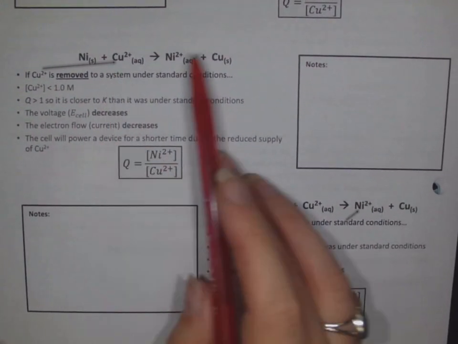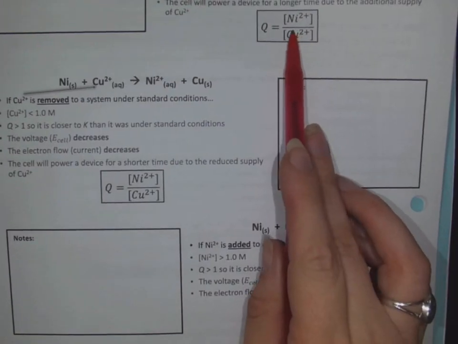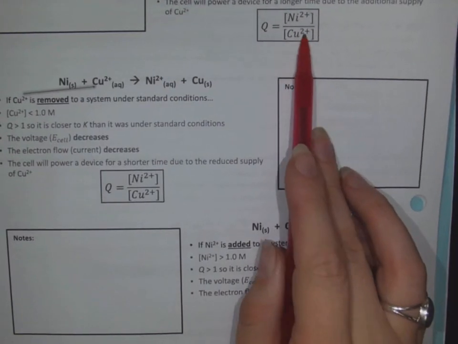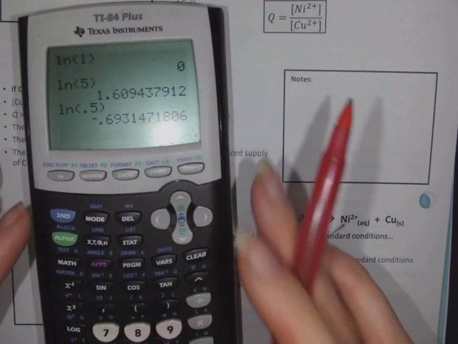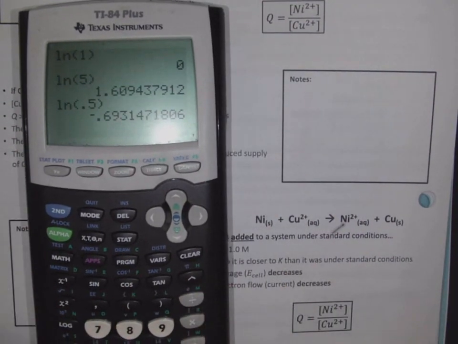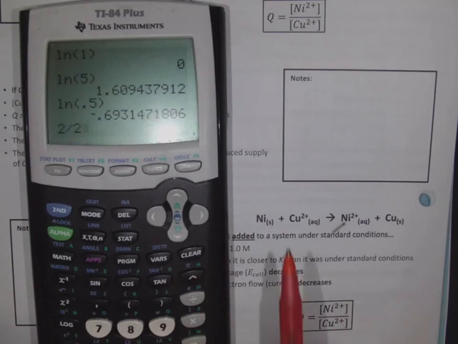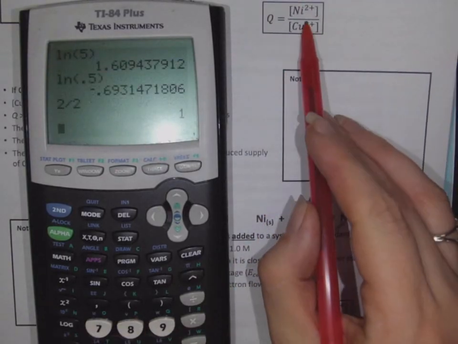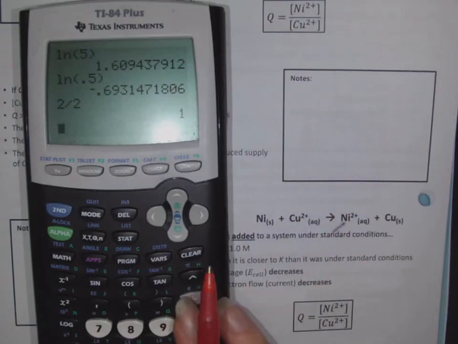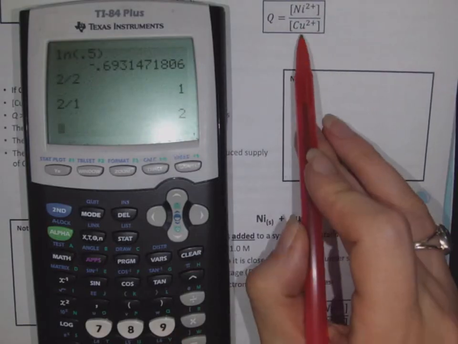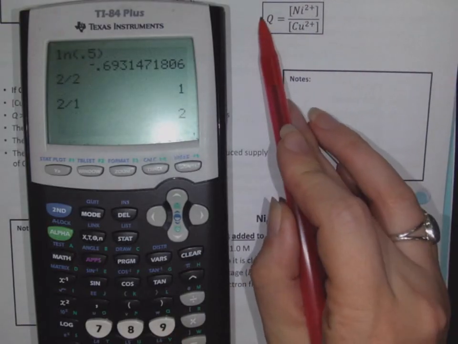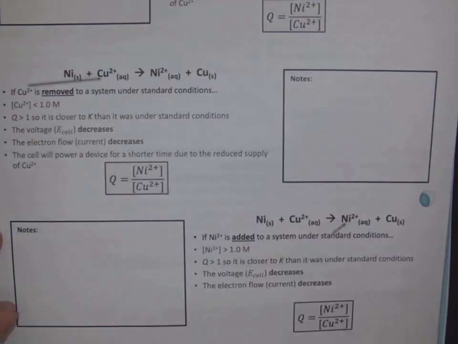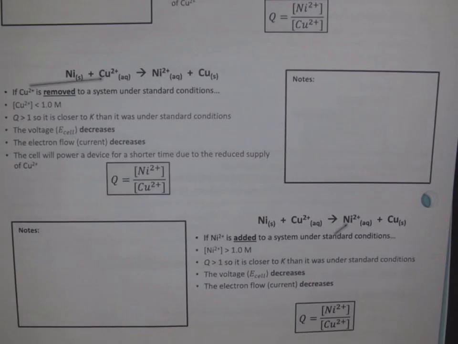What if we remove some of the copper? So this is going to decrease down here. Okay, so let's do an example to help us. What if I have 2 over 2? Let's just say it was that before. 2 over 2 equals 1. And then we're going to reduce some of this, so then it's 2 over 1. When you reduce the denominator, it actually makes the whole value larger. So this would mean that our Q value is greater than 1.